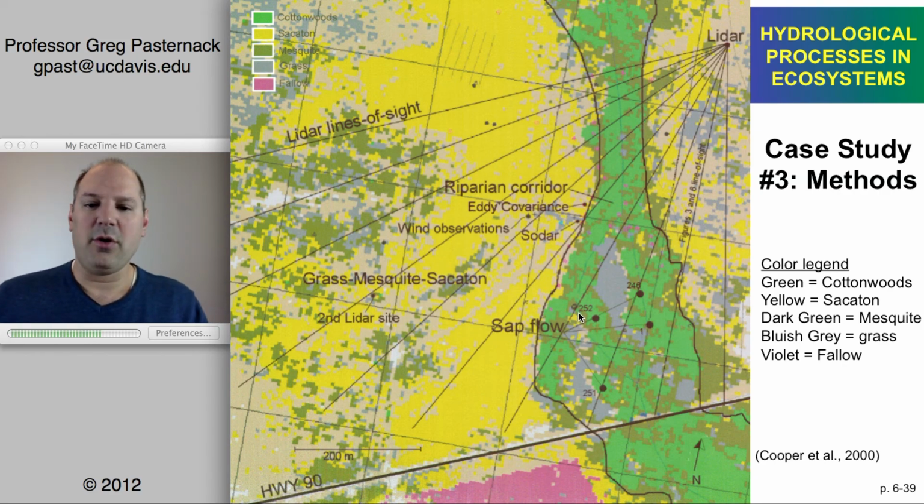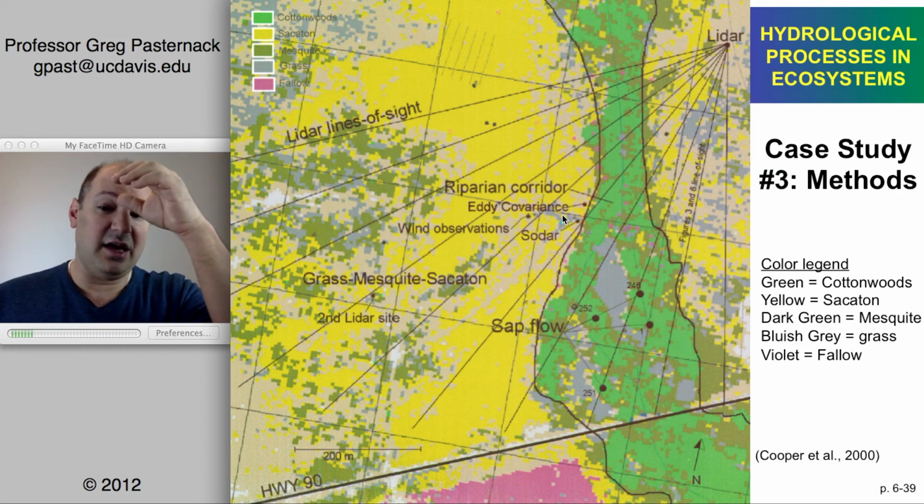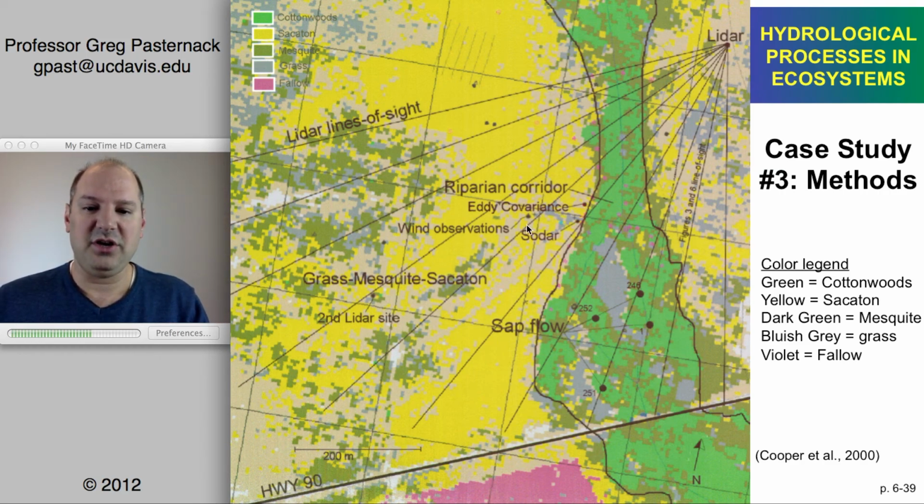There are a lot of other things that were measured in the study. Eddy covariance is another way of getting at evapotranspiration, and there were wind observations. SODAR is a technology for measuring wind profiles up through the canopy. And then sap flow, of course, we've already talked about.